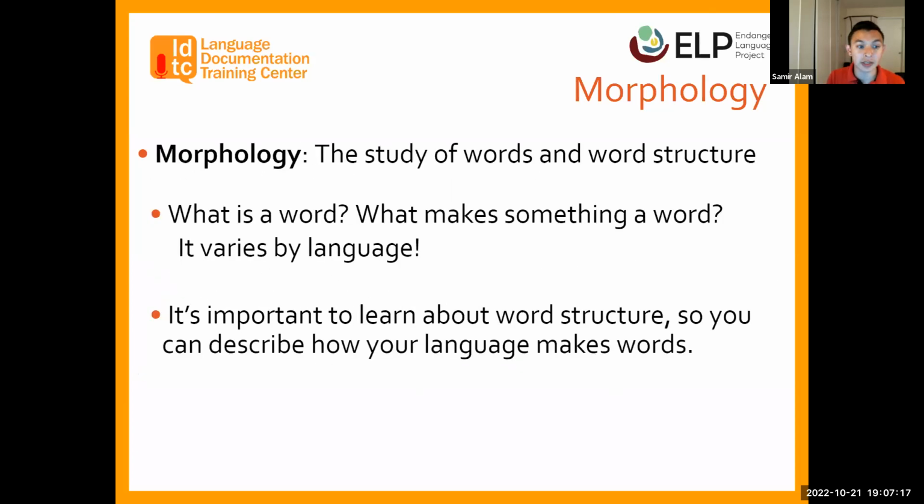All right, any questions on morphology thus far, and on how it's different to describe what a word is from language to language? All right.